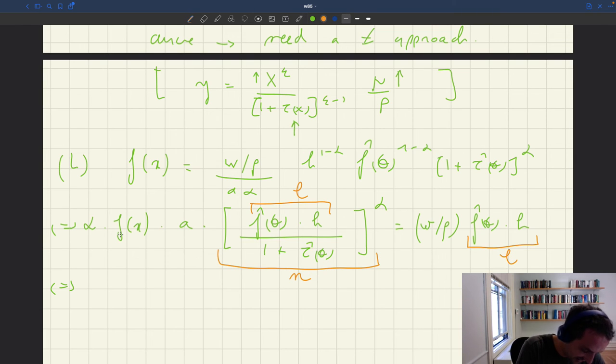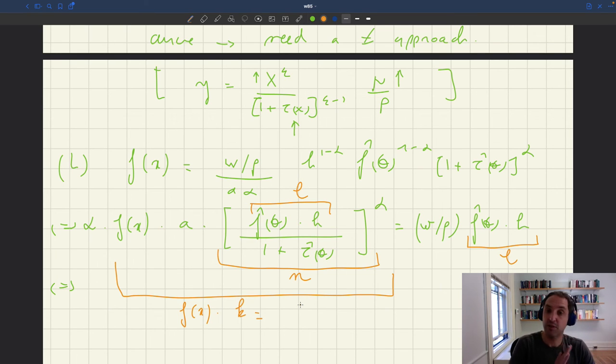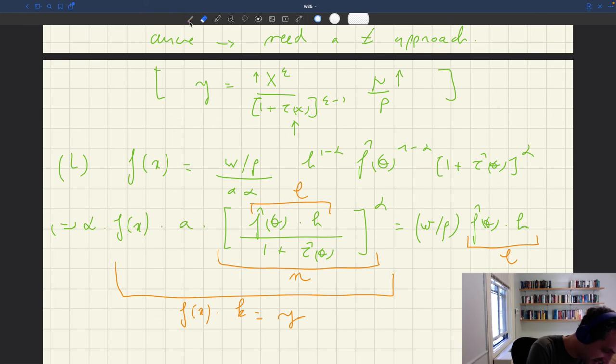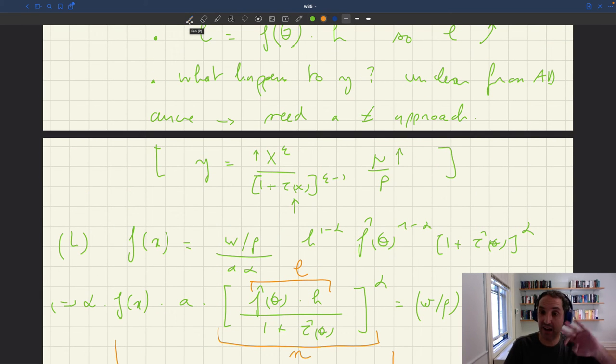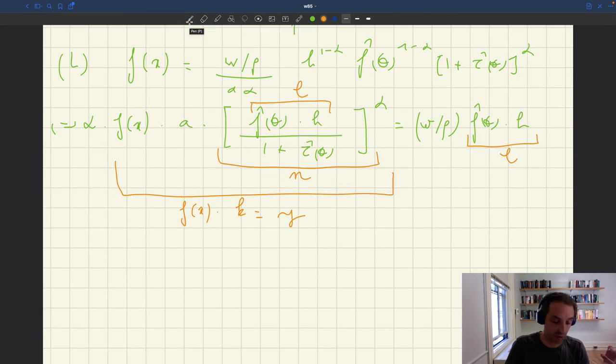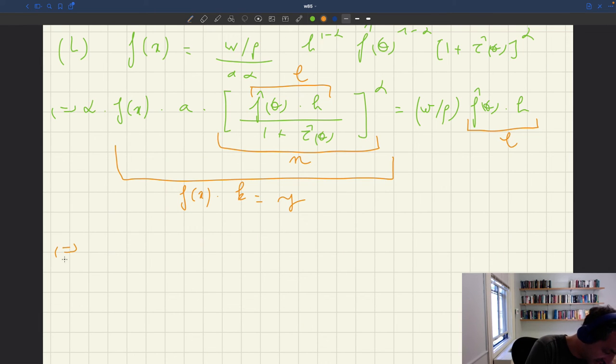So this is just f of x a n alpha, which is just f of x times k, the capacity. That's basically our aggregate supply, so that's just output, actually. We've made output appear here. Here I'm reworking the labor condition in a way that will allow me to see what happens to output. What I get is that alpha y is equal to w over p times L.